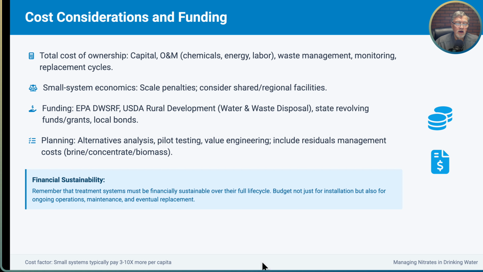So planning, alternatives analysis, pilot testing, value engineering, include residuals management costs. You're going to want to look at all that. And the proper way to look at it, as I said earlier, is going to be your life cycle cost. So you're going to want to look at the cost of this process over its lifespan and not just how much it costs you upfront, because it's going to come around and bite you if you only look at that upfront cost.